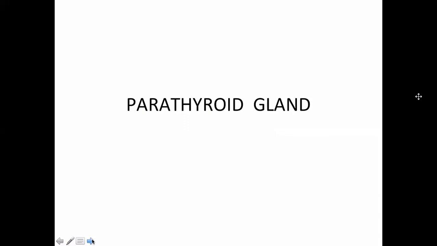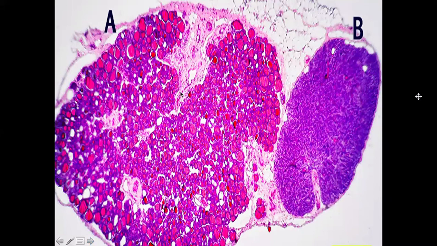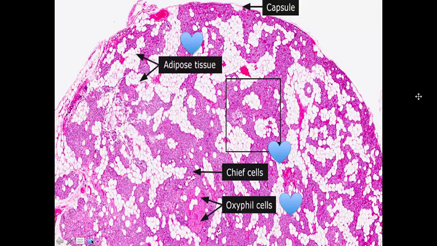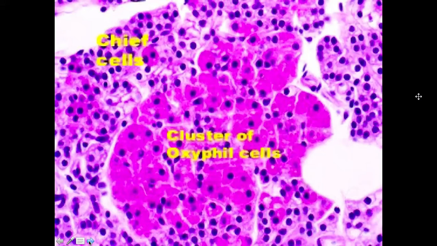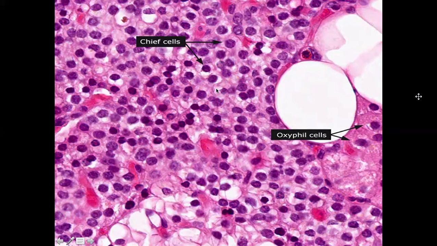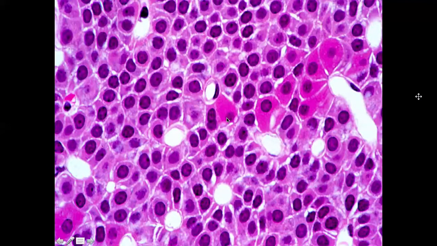How about the parathyroid gland? This is your thyroid and this is your parathyroid gland, which lie close together. Your parathyroid gland is made up of adipose tissue and two types of cells, the chief cells and the oxyphil cells. The eosinophilic ones are the oxyphil cells, whereas the slightly basophilic ones are your chief cells. The pinkish ones are oxyphil cells, while the rest are chief cells.